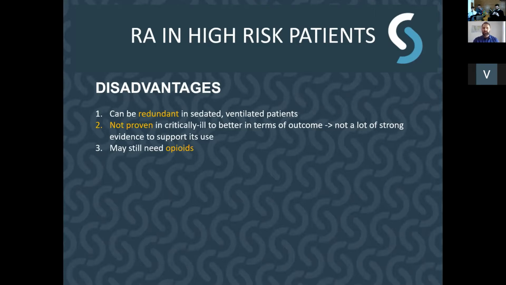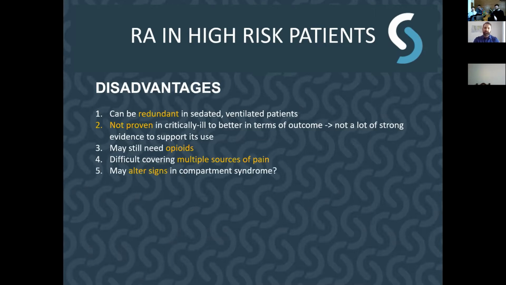You still might need opioids to cover the full range of pain. And remember, with your regional anesthesia, unless you keep in a catheter for a few days, your patient may still require opiates. Then, if your patient has polytrauma or there are multiple sites of operation, it might be difficult to block everything with the available, safe dosage of regional anesthesia.